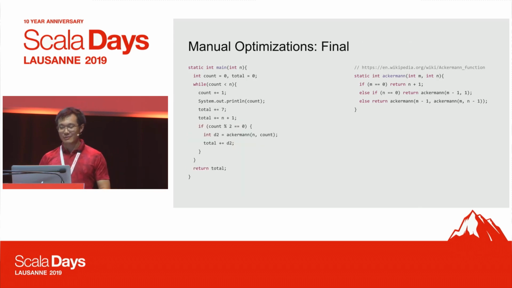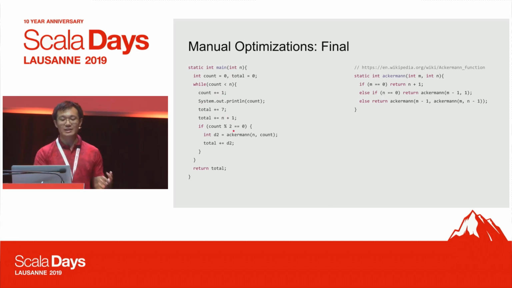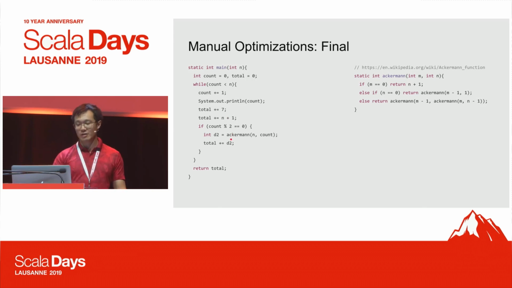So this is what we end up with after doing all our optimizations. So count plus equals 1, multiply is gone, the if statement's gone, 2 calls to Ackermann have been either completely evaluated or partially evaluated, and the last call has been late scheduled into the if block. So this is the simplified code.